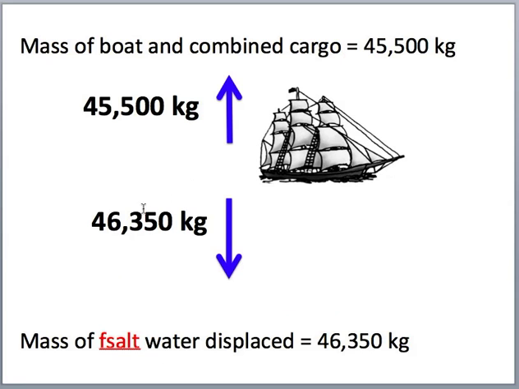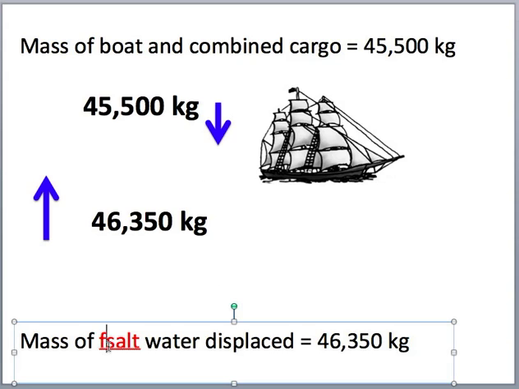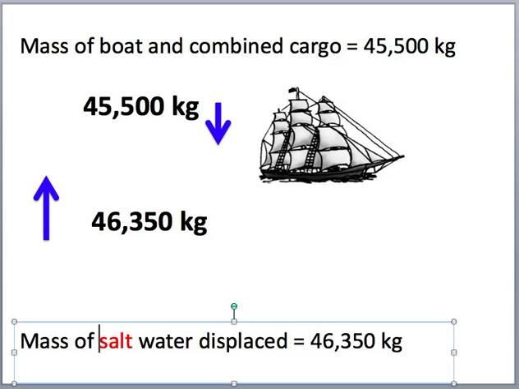And now if we look at the little scenarios here, and I think I did the same thing again, yes I did, this should be turned around, which I will turn around. So this is the force pushing up of the water displaced. This is the mass of what's in the boat pushing down. And now when I look at this and make the comparison, we find that, hey, we are going to float. If I look again, 46,350 pushing up is greater than 45,500 pushing down. And so in this case, with salt water, the salt water is going to push up and the boat's going to float.